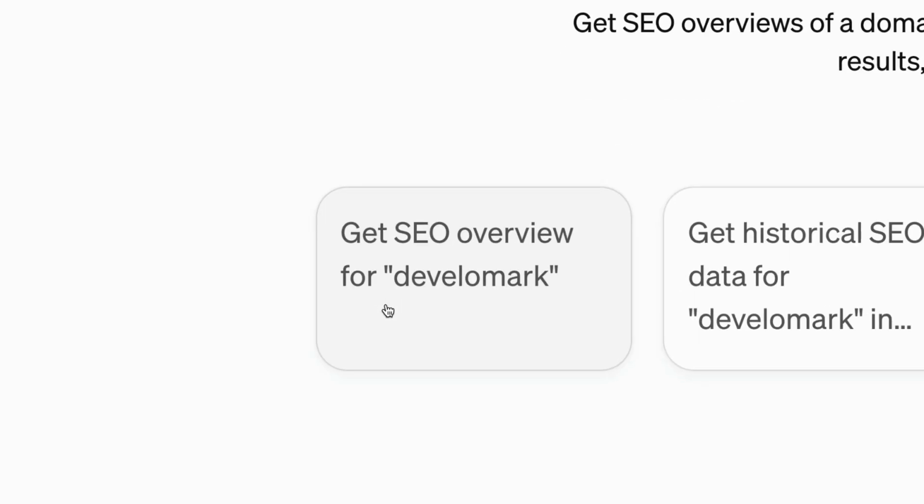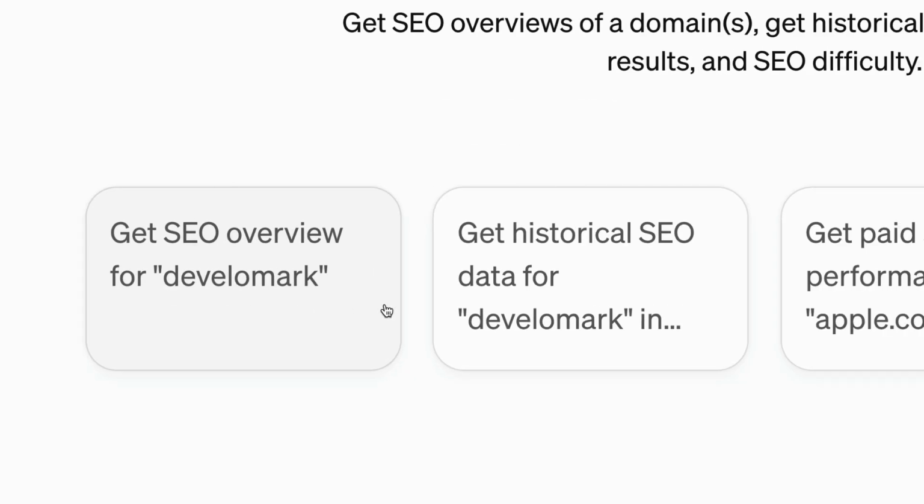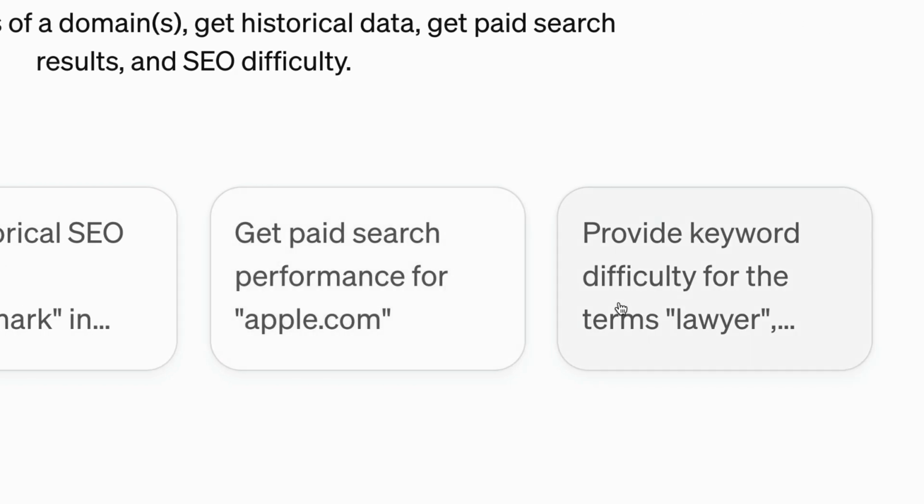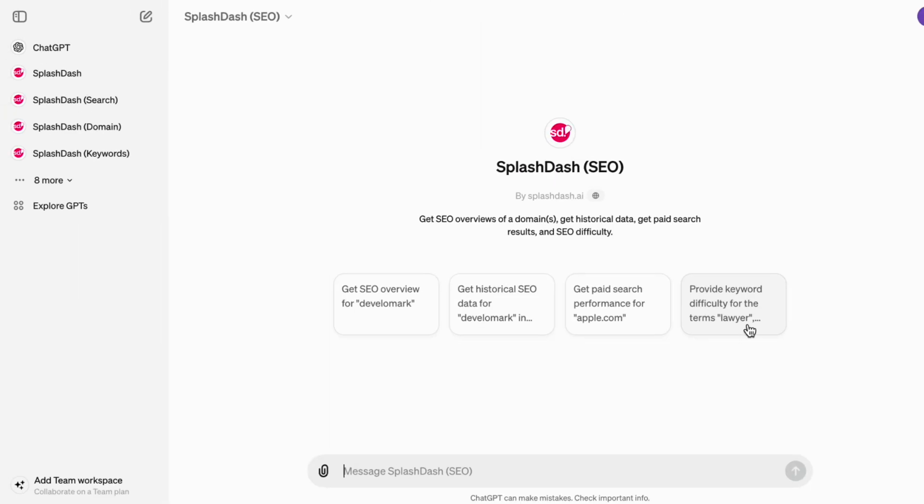So for example, if I wanted to get an SEO overview of a domain, I can do that. Get historical SEO data, I can do that. Get paid search performance, I can do that. Provide keyword difficulty for terms, I can do that. Each of these little SplashDash APIs have different things that you can do with them. If you've seen my previous videos, you'll know this very comfortably. And if you're currently on the beta, then you will definitely know how this works.